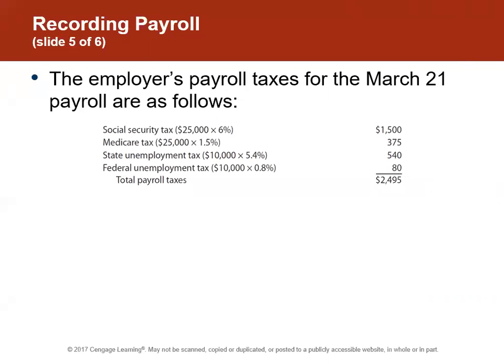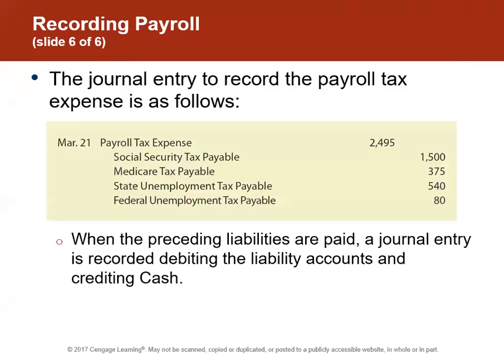So you can see the total cost of having an employee: you have to calculate the wages you're paying them plus the taxes we have to pay. So to journalize payroll taxes, we added up the total payroll tax, $2,495. That gets debited to payroll tax expense. So payroll tax expense gets debited, and then we just credit each payable account, just like we did on the last example. So Social Security tax payable, $1,500, Medicare, $375, state unemployment, $540, federal, $80.